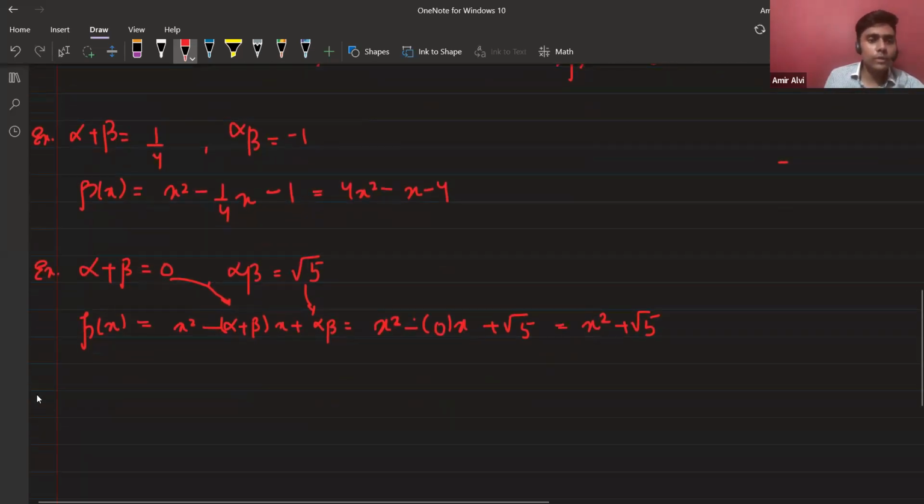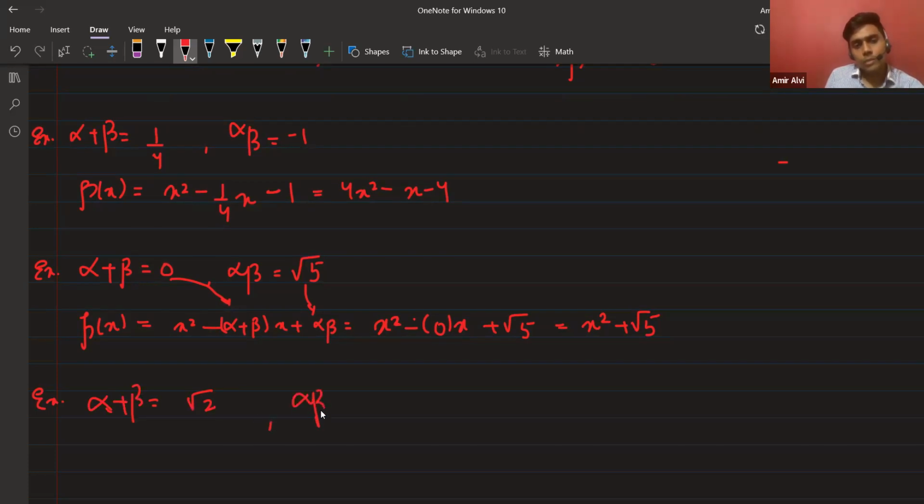Okay, so last question of this class, solve it, and then we will be ending the class, and the chapter will also be completed. One more example: alpha plus beta is equal to root 2, alpha beta is equal to 1 by 3. Okay, solve it.